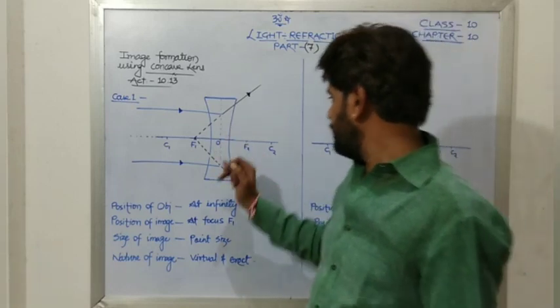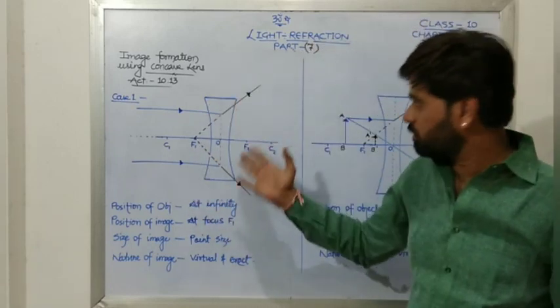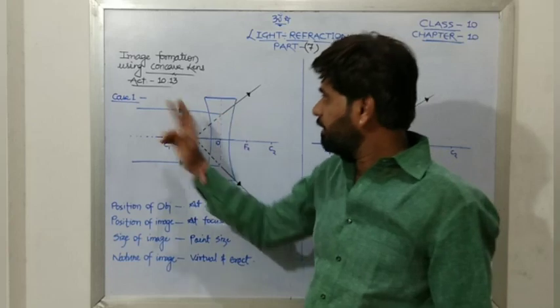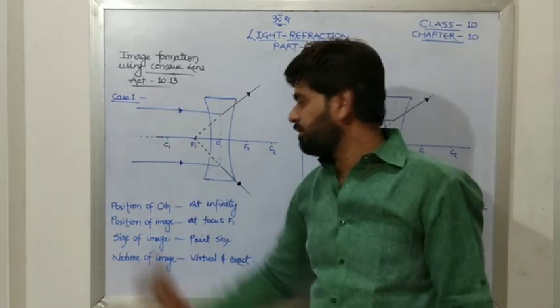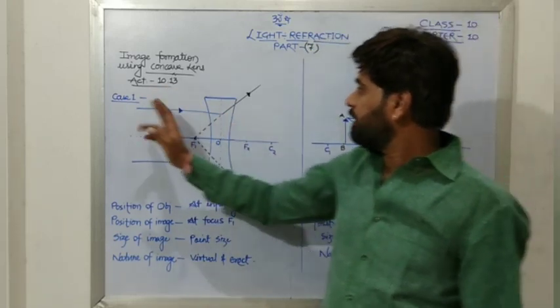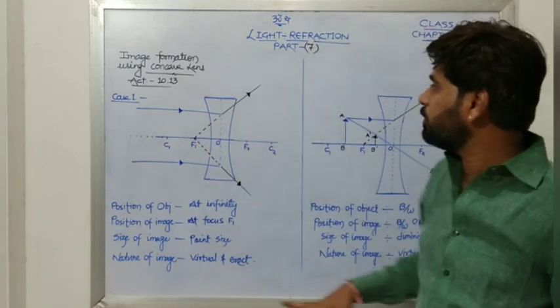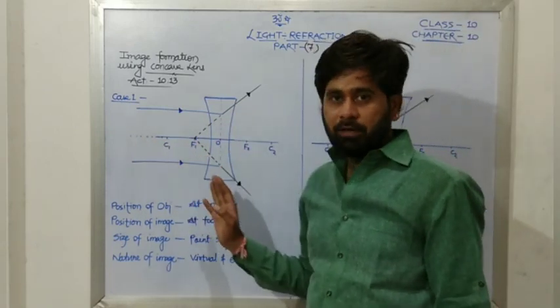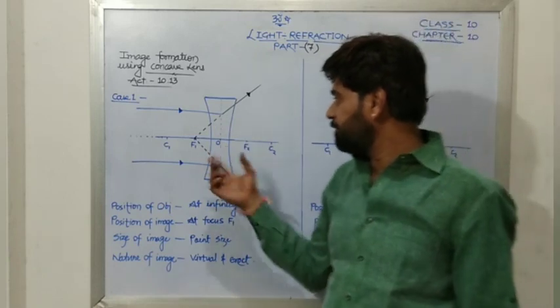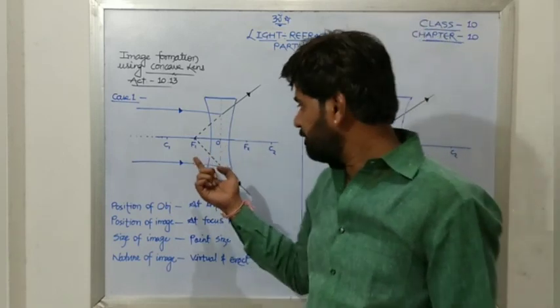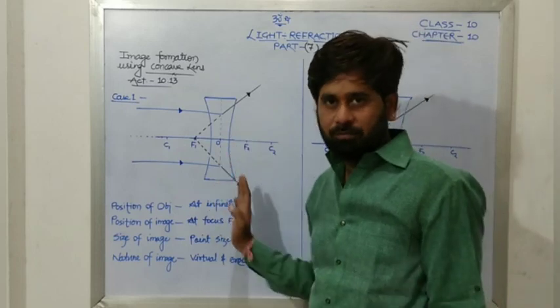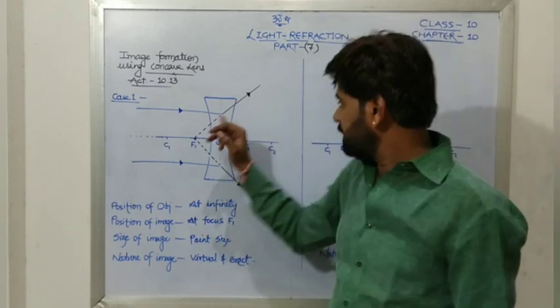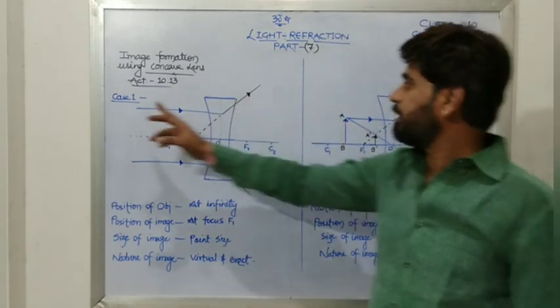As we have already seen how to draw the concave lens. So this is activity number 10.13. Case number 1. Here what we are going to observe is that wherever we put our object, we will have the image between optical center and F1, or at F1. So this thing we are going to discuss here.